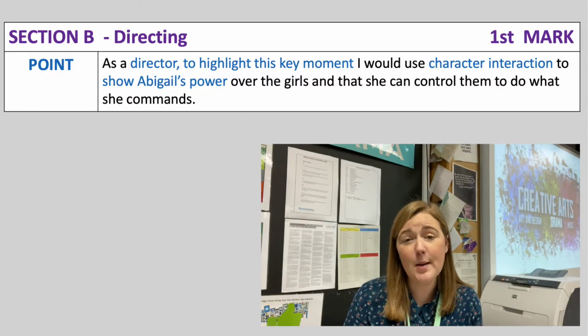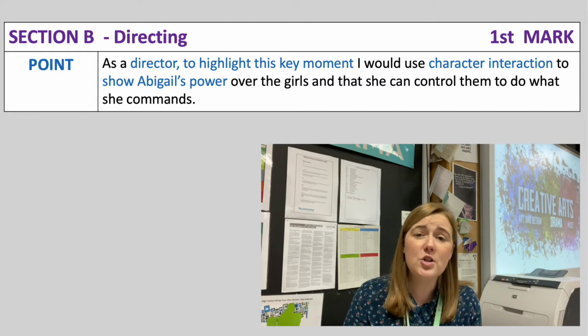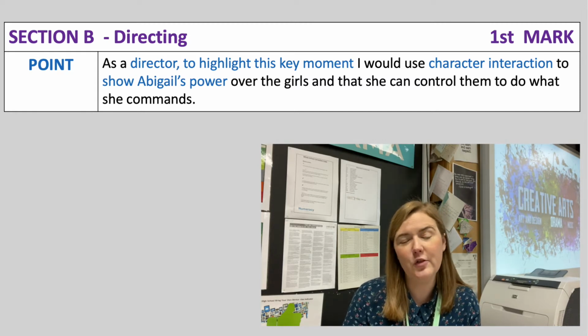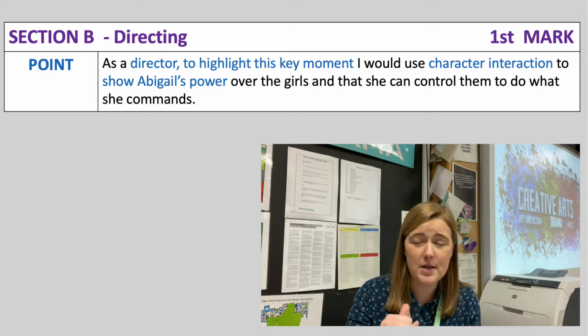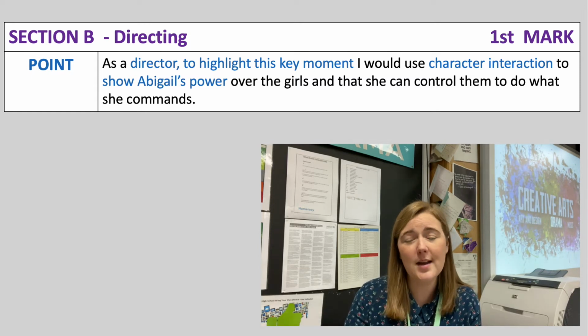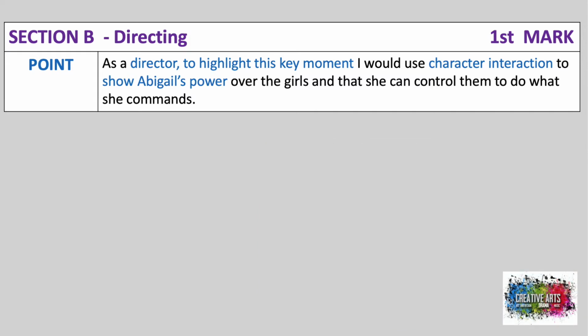Now you've got your directorial concepts chosen, let's have a go at making a P card. Now the first thing you need to make sure you do in that point section is link your section B mark to the section A mark you have just made. So for our example, we need to make sure that our direction is directing the moment Abigail's threatening the girls. That's really, really important. That's why we follow an A-B structure. Keeps you on track and it makes sure that you're directing the moment that you've highlighted in the point above. As a director, to highlight this key moment, I would use character interaction to show Abigail's power over the girls and that she can control them to do what she commands.